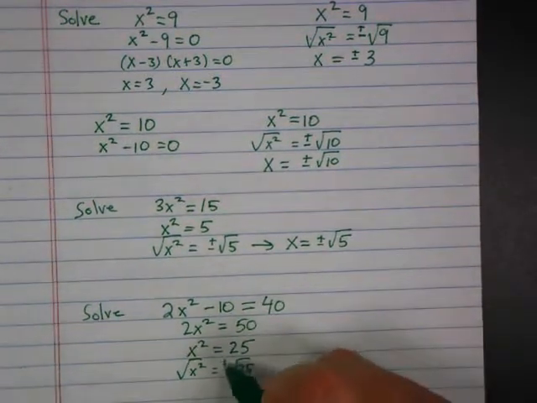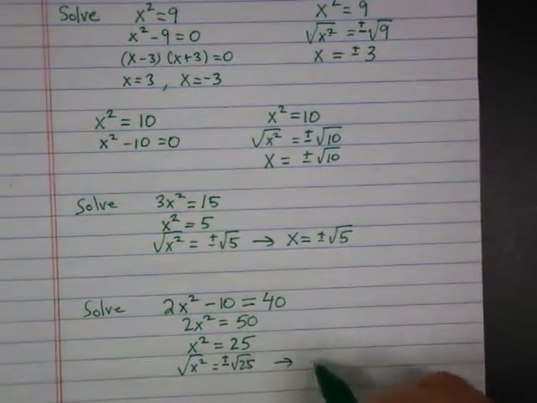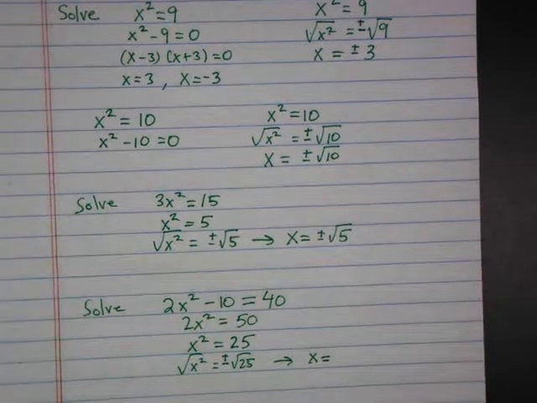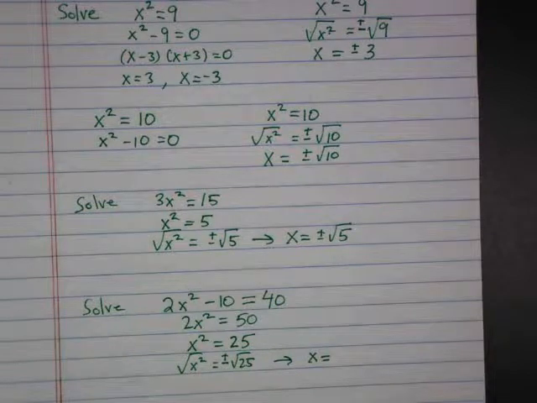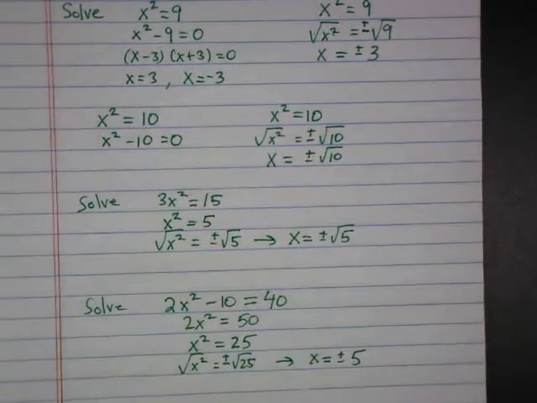Don't forget those plus or minuses. X equals plus or minus square root of 25. Oh, that's 5. Just plus or minus 5. The square root of 25 happens to be a very nice number. It happens to work out perfectly, so we're not going to have a square root symbol anymore. We're just going to have x equals plus or minus 5.